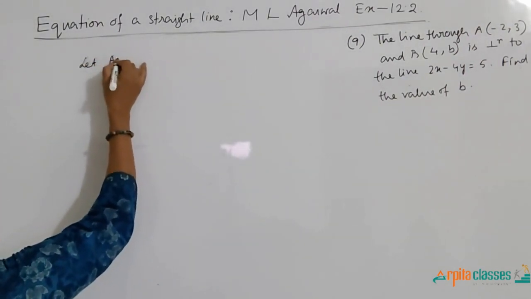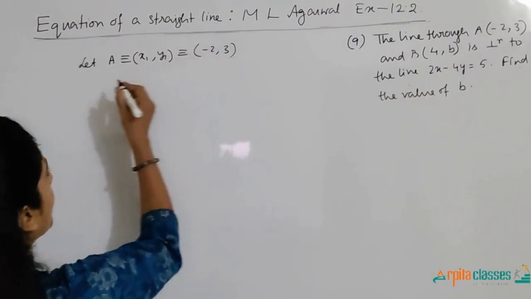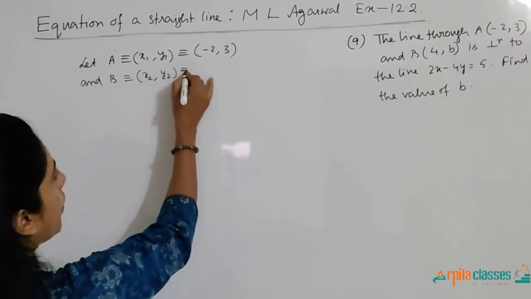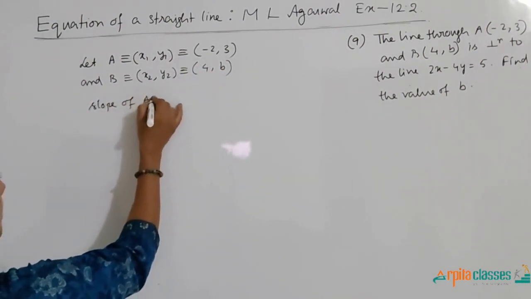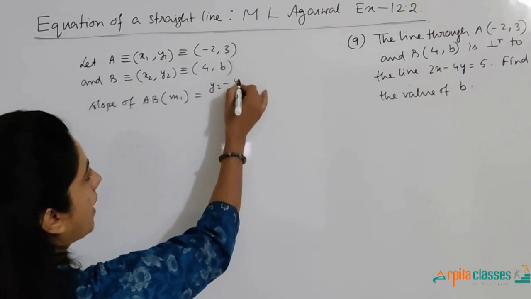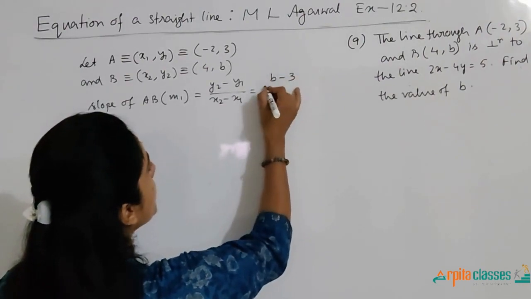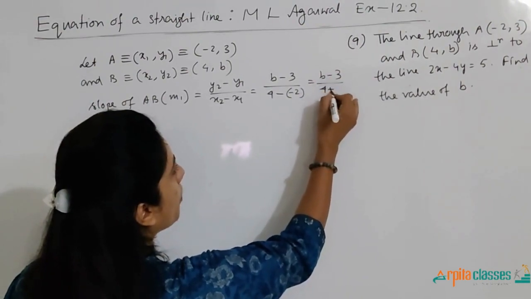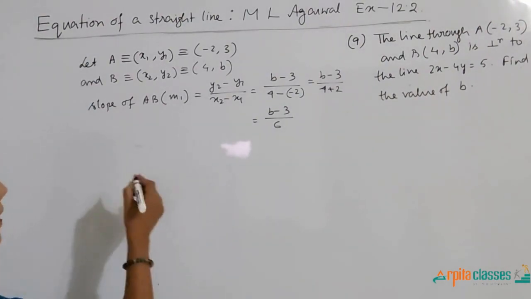So let A, that is your x1, y1, be (-2, 3), and B, let us designate it by x2, y2, and that is (4, b). Slope of AB, which I am considering as m1, we'll find by the formula (y2 - y1) upon (x2 - x1). So y2 is your b: (b - 3) upon (4 - (-2)). So that's (b - 3) upon (4 + 2), which is (b - 3) upon 6. So this is your m1. Let us find out m2.